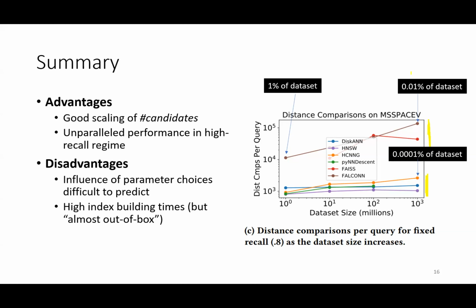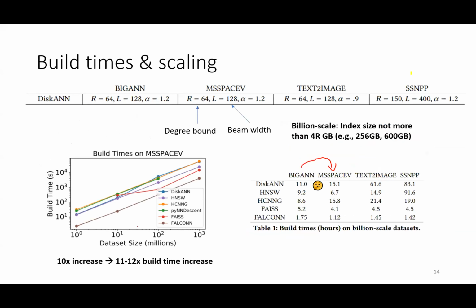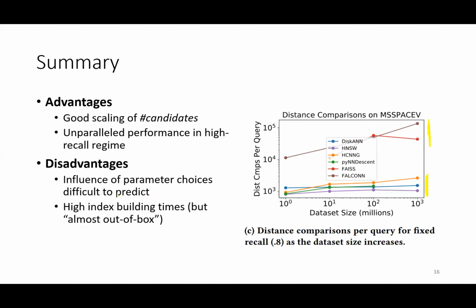What are they bad at? The influence of the parameter choices is really difficult to predict. You saw these parameter choices over here. Can you get a good estimate of the runtime? Probably not. The best idea is to run it on a smaller data set and assume that it's going to be almost linear. The index building times are also pretty high compared to other approaches.